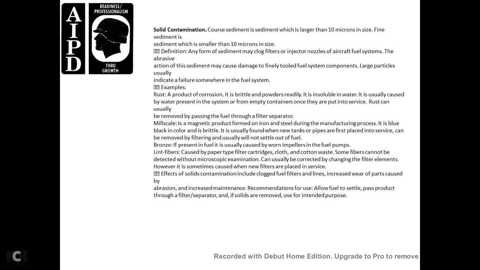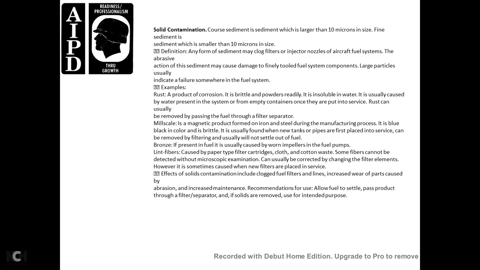Examples: rust, a corrosion product, is a brittle powder, readily insoluble in water, usually caused by the water's presence in the system. If from empty containers, only ones that have surface rust can be cleaned by passing the fuel through a filter separator. Mill scale, a magnetic product from iron and steel during the manufacturing process, is blue-black in color and brittle, and is usually found with new tanks and pipes first placed in service, and can be removed by filtering. Sediment usually settles out of the fuel, and is usually caused by worn impellers in the fuel pump.